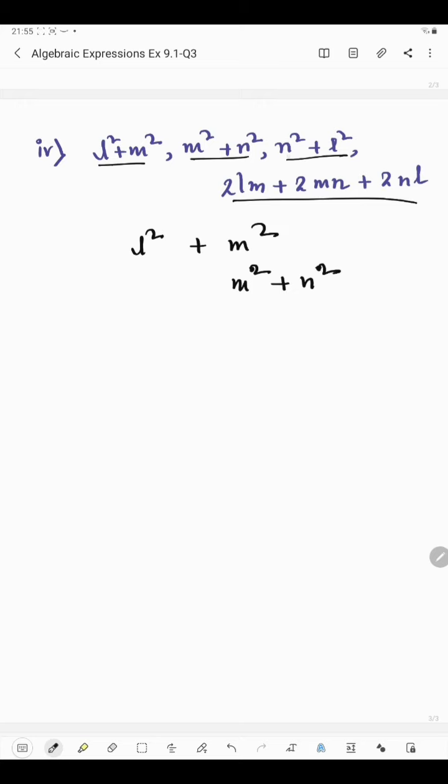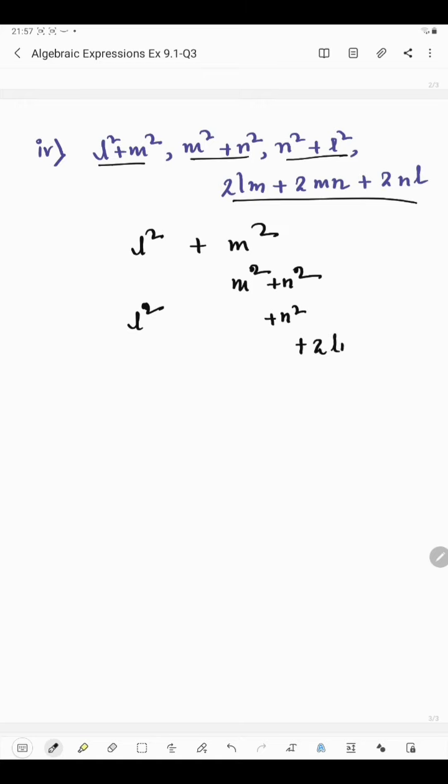Okay, now in the third expression we have n square at first, so n square is here, so we'll put it below n square, plus l square. Now l square is here, so we will put it below l square. Okay, so the first expression should be written in the first line, the second expression in the second line, and the third expression in the third line. Now coming to the fourth expression, we have 2lm, and this term is not present over here, so we will have to put this term separately.